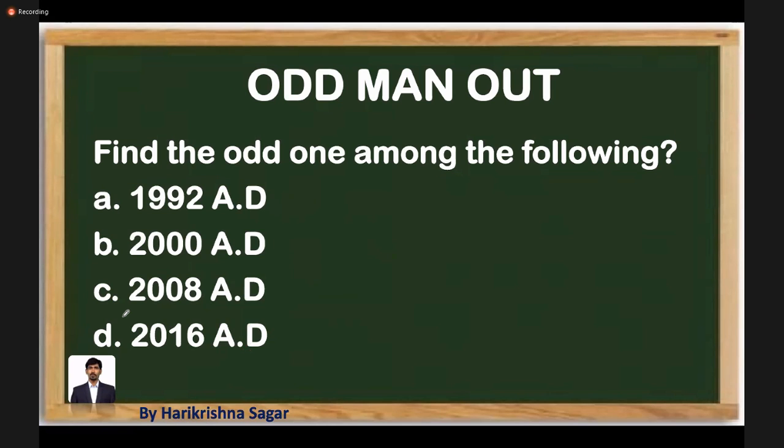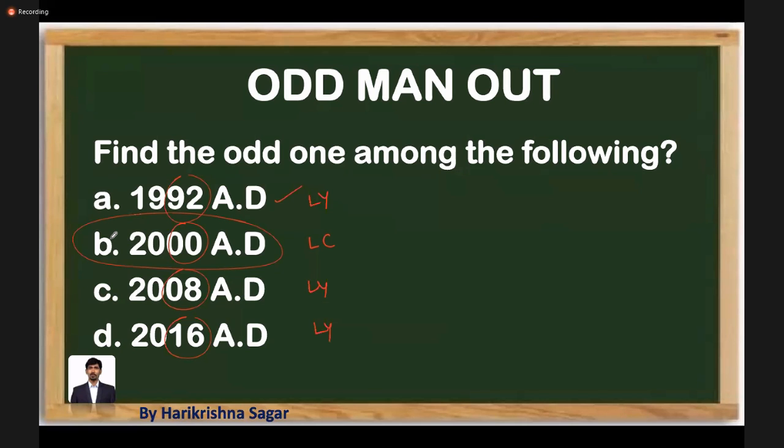Look at the next question. Find the odd man out here. 1992 AD, 2000 AD, 2008 AD, and 2016 AD. What is the odd man out here? By observing this, 92, 2000, 2008, 2016, all these are leap years. But if you observe 2000, 2000 is a leap century. It's not a leap year. That's the reason we can mark the answer choice as 2000. 2000 is a multiplier of 100. We can treat it as a leap century.